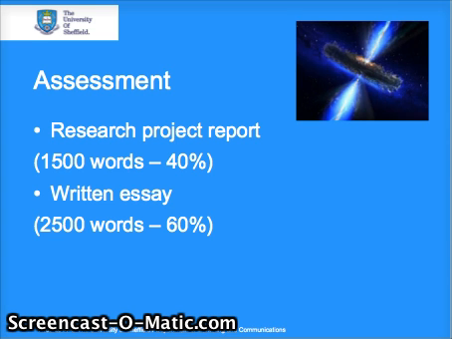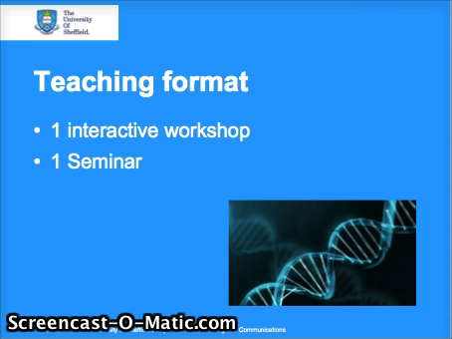The assessment for the module is a research project report, which you'll go away and read and learn about science and how it might apply to a literary text, and give a report on what you've learnt, which will build to a written essay of 2,500 words. The first assessment is worth 40%, the second assessment worth 60%. And the teaching format will be one interactive workshop led by me, but also a space for you to discuss things in groups, and a seminar.